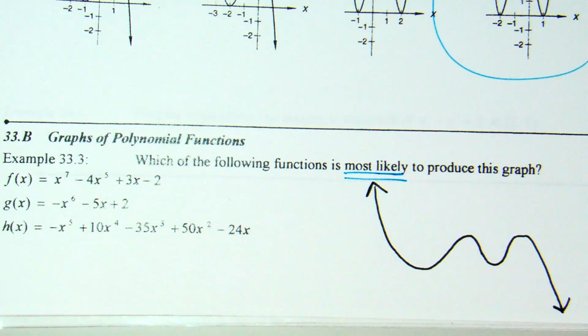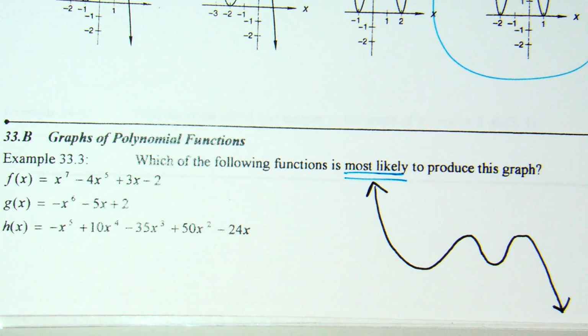So we are given f of x, g of x, and h of x. Again, we're not plugging these into the calculator and seeing which one looks similar to this. Based on details of the equation and details of this graph, which one is most likely to produce this graph? Give me one of them. I don't want a right answer right now. It can't be f of x. Or it could be f of x, but it can't be g of x.